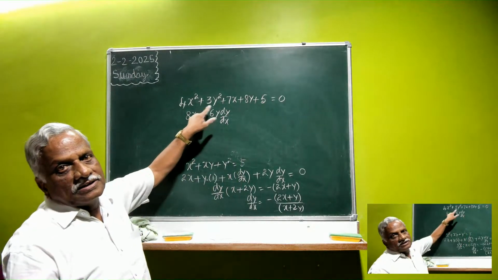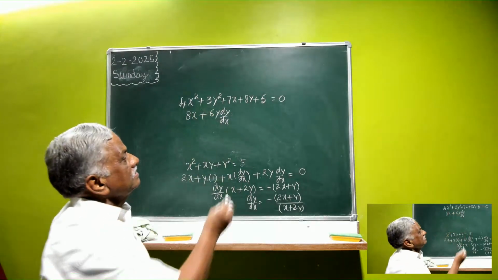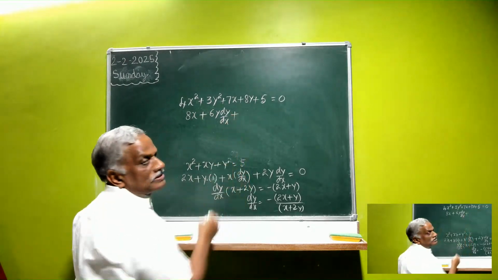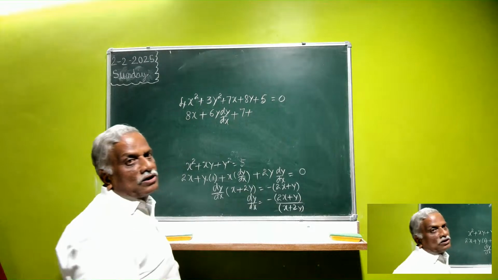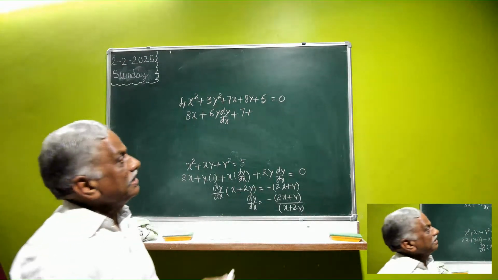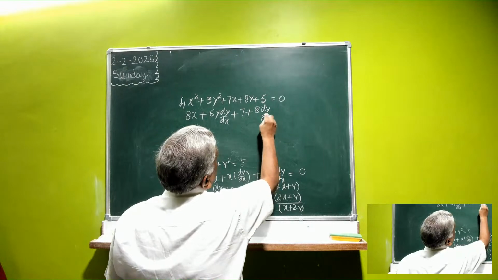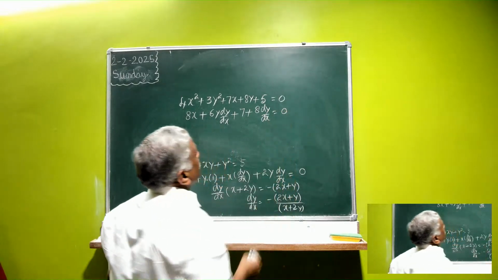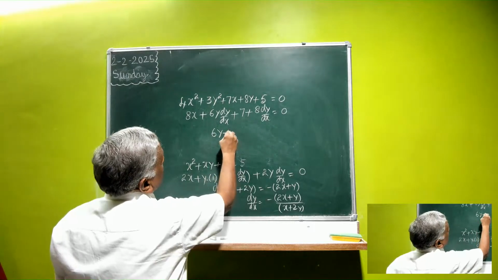3 is a constant, y square is not just 2y, it is 2y dy by dx. 7 is a constant, x is 1, therefore it is just 7. 8 is a constant, derivative of y is dy by dx. 5 is a constant, it is 0. Now let us group the terms containing dy by dx.